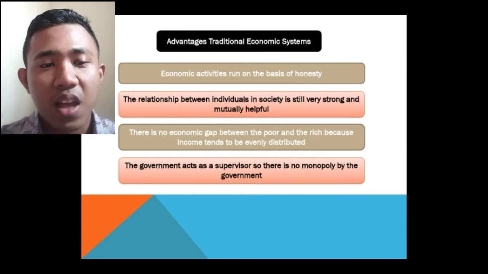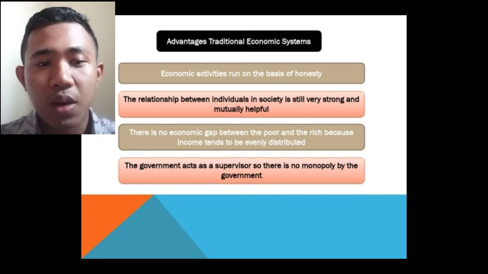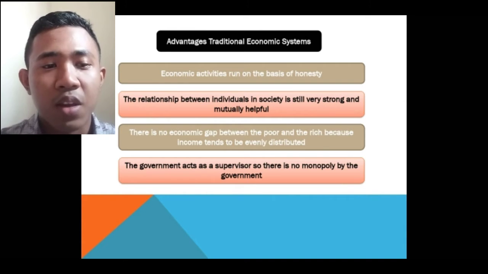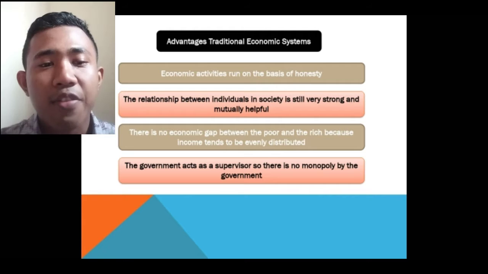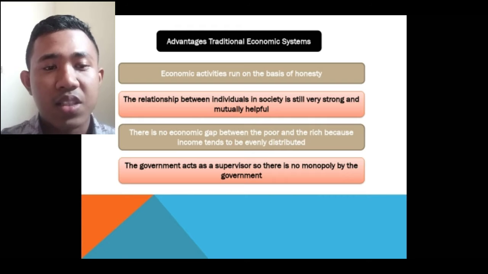Advantages of a traditional economic system. 1. Economic activities on the basis of honesty. 2. The relation between individuals in society is still very strong and mutually helpful. 3. There is no economic gap between the poor and the rich because income tends to be evenly distributed. 4. The government acts as a supervisor, so there is no monopoly by the government.